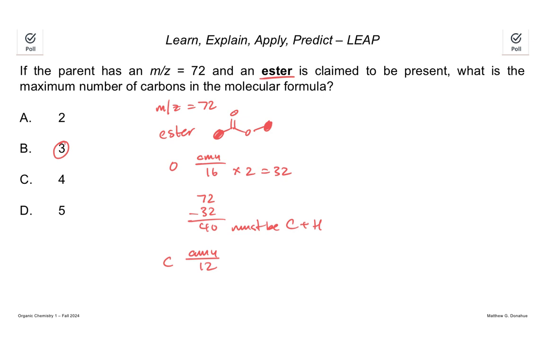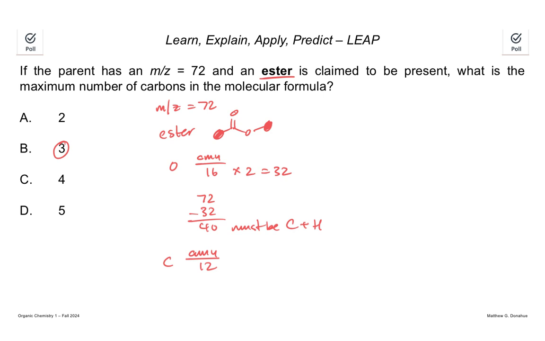If we did 2, that would be 24. That would give us 16 hydrogens. So again, if you use CnH2n+2, that's way past the maximum number of hydrogens you could have for 2 carbons.